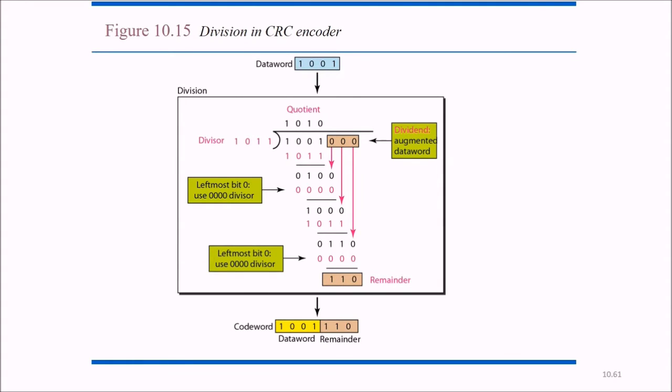Let us see what we mean to say. This is the data word. And what we do with the data word, we add 3 zeros. We make it 7 bits because this is a code word, this is a data word. We make it code word. And this is the divisor, 1 0 1 1. And once we divide it, this is the quotient.